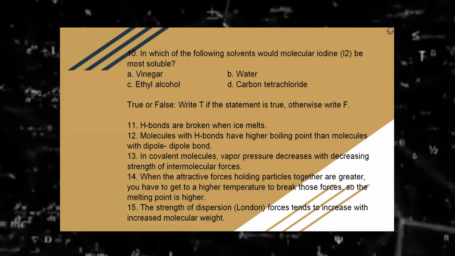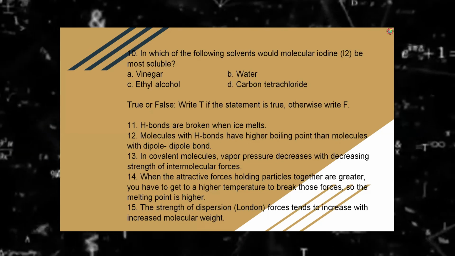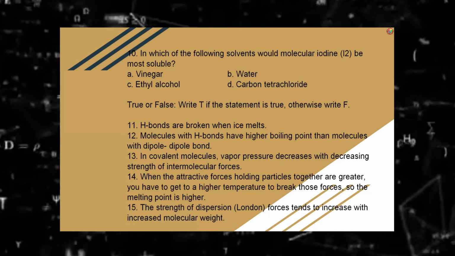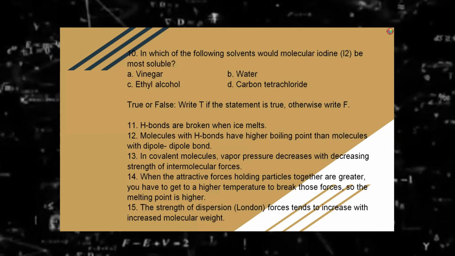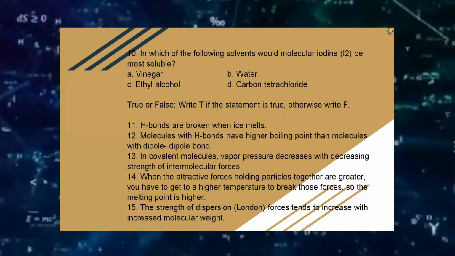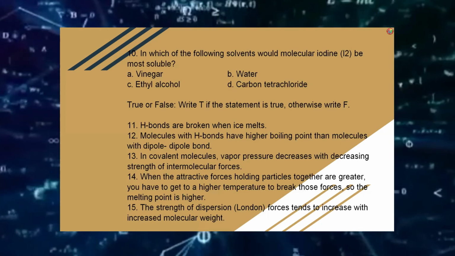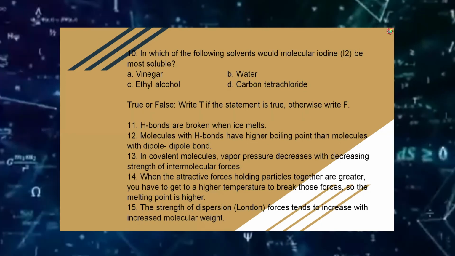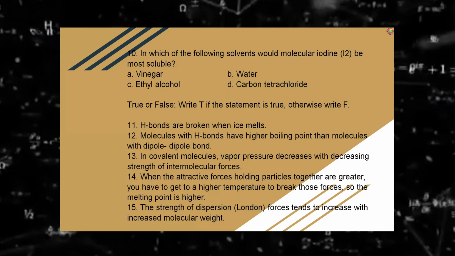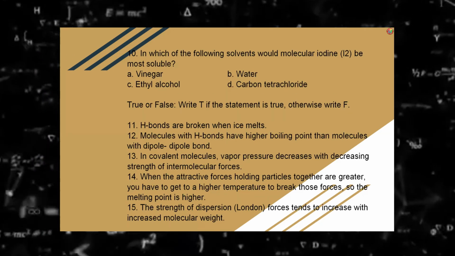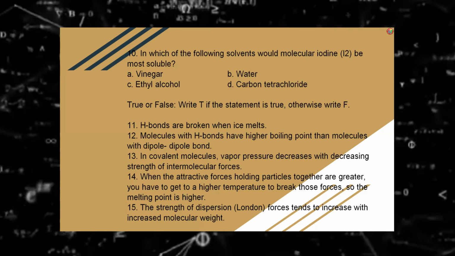For 11 to 15, true or false, write T if the statement is true, otherwise write F. 11. Hydrogen bonds are broken when ice melts. 12. Molecules with high hydrogen bonds have higher boiling point than molecules with dipole-dipole bond. 13. In covalent molecules, vapor pressure decreases with decreasing strength of intermolecular forces.